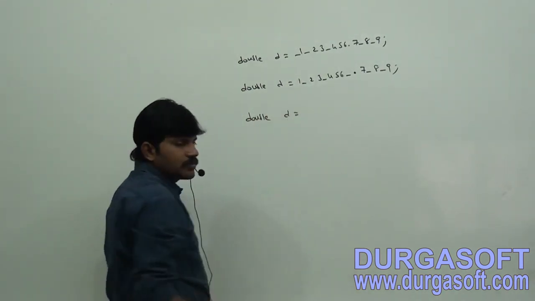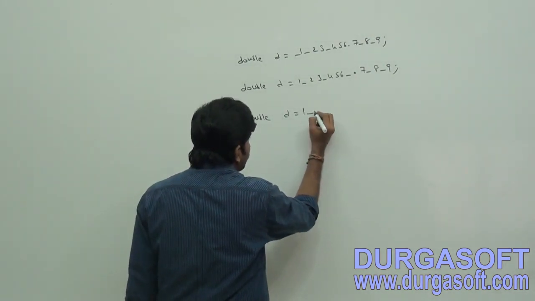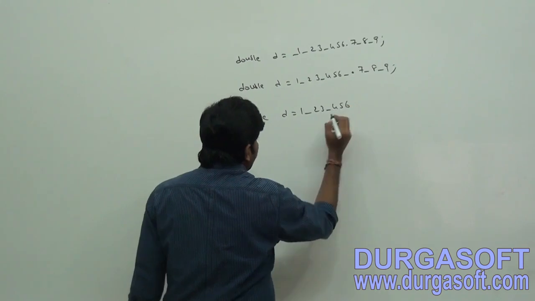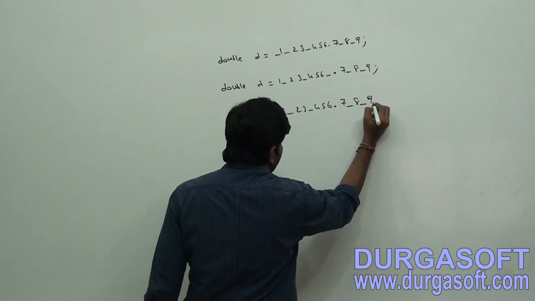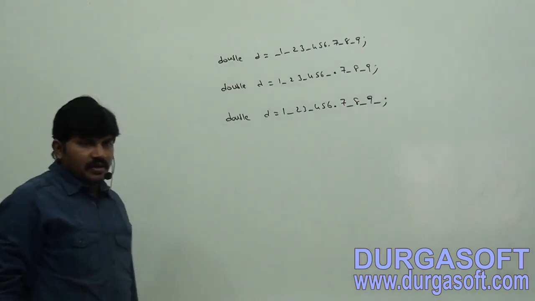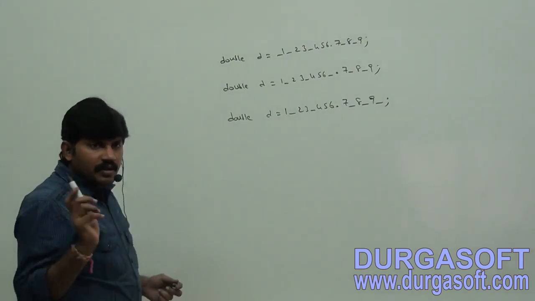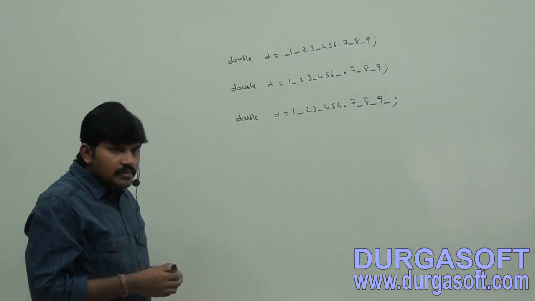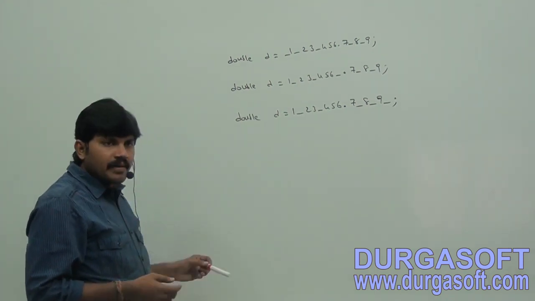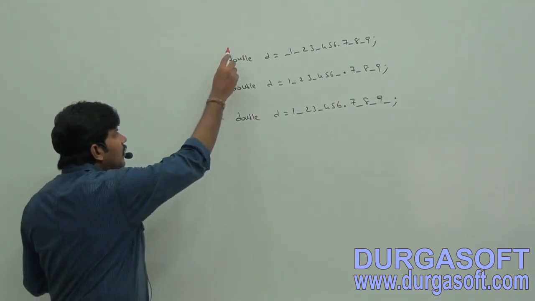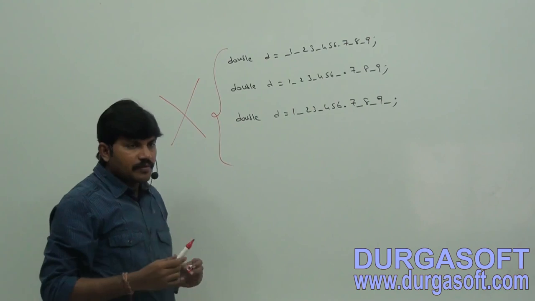double d = 11_23_456.789, like this. Valid or not? These are valid or not? 100% sure. These are invalid. Compile time error we will get.